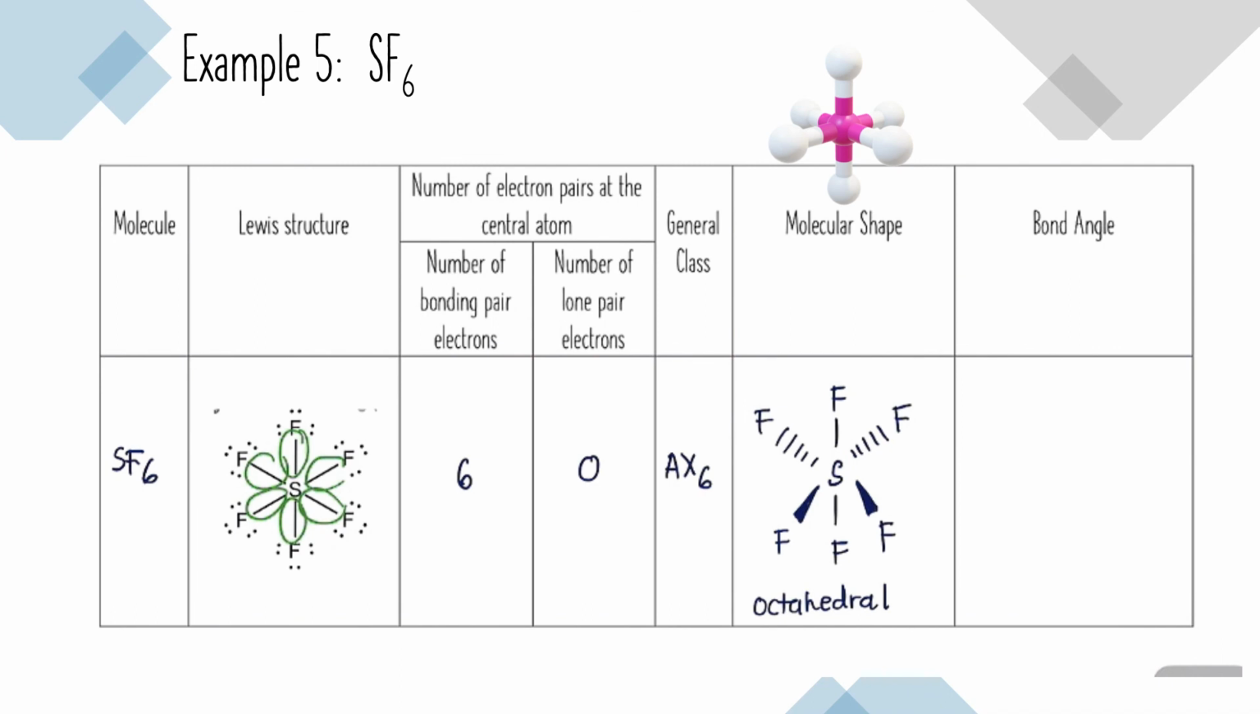So the bond angle for this molecule, between this bonding pair and this bonding pair, is 90 degrees to each other. So the bond angle of F-S-F equals 90 degrees.